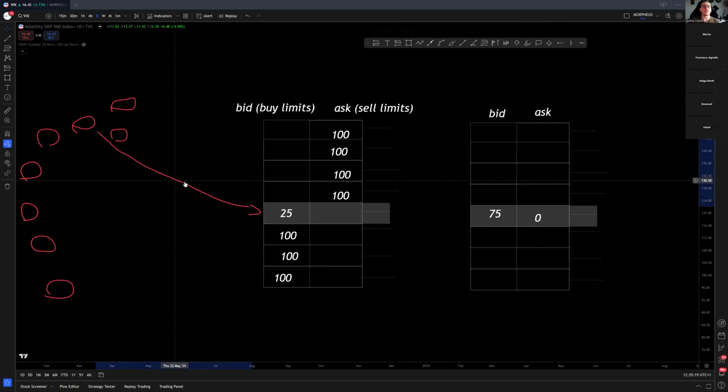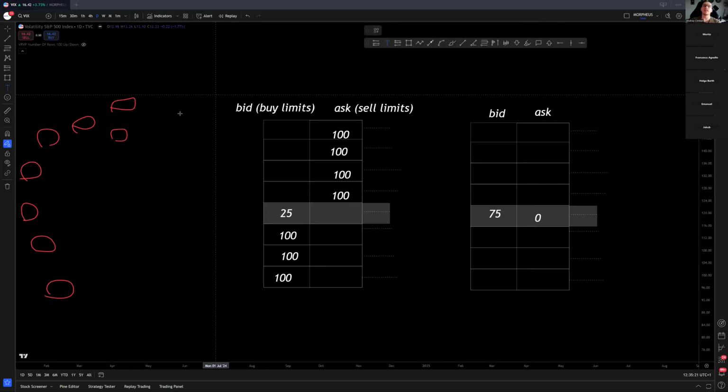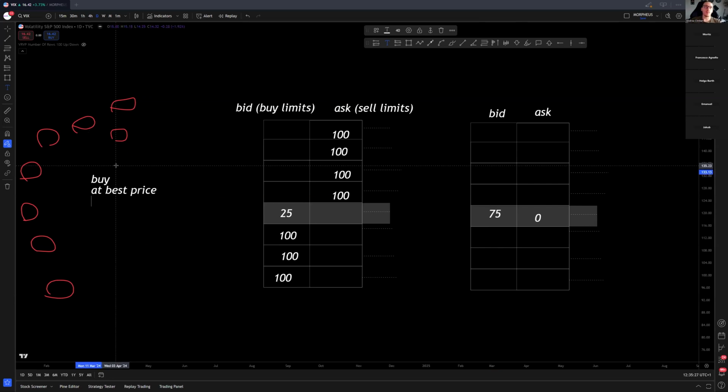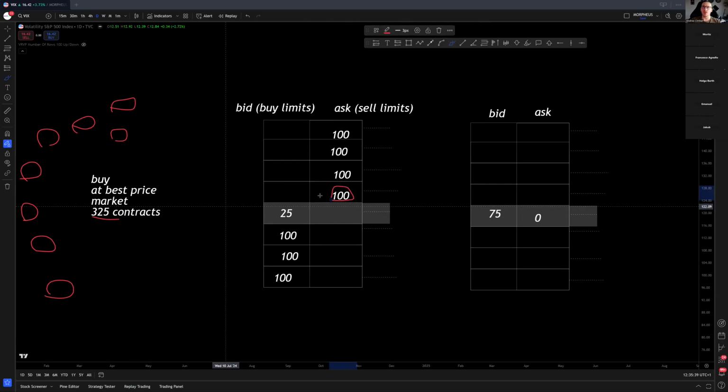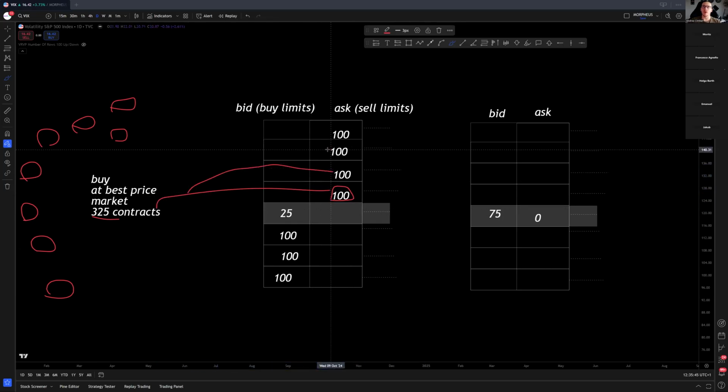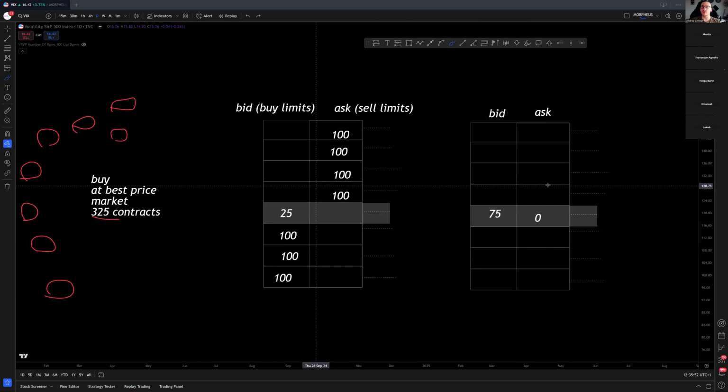Then another guy comes and says, hey, you know what? I need to actually buy at the best price, market, 325 contracts. So what's going to happen? We have 100 only here. So he's going to take those. 100 will be taken from here, one more 100 will be taken from here, and 25 will be taken from these guys. So as you can see, his order has been fractioned into different levels.